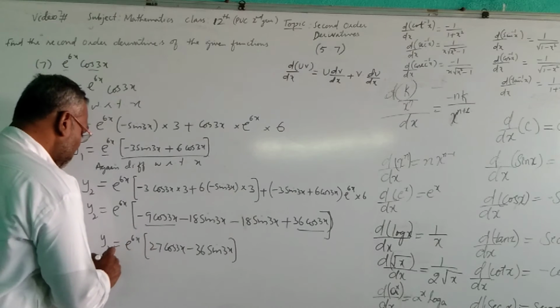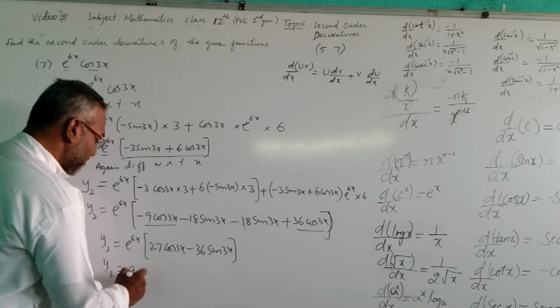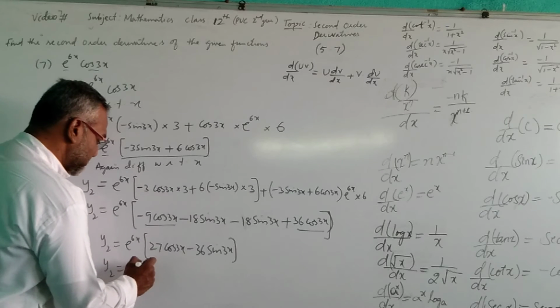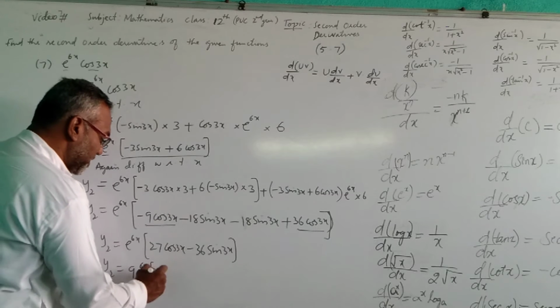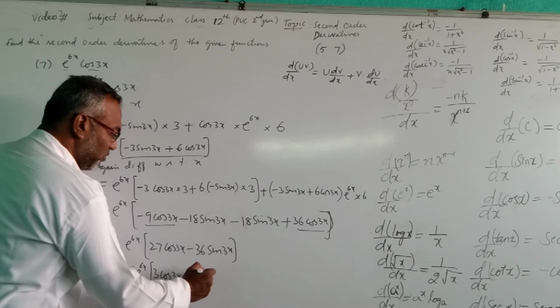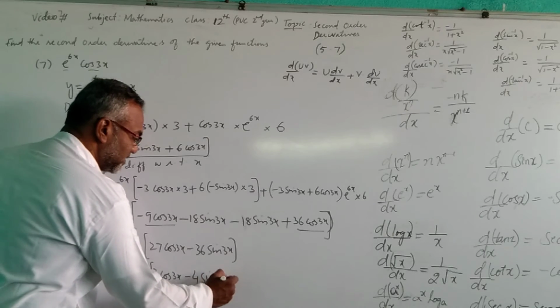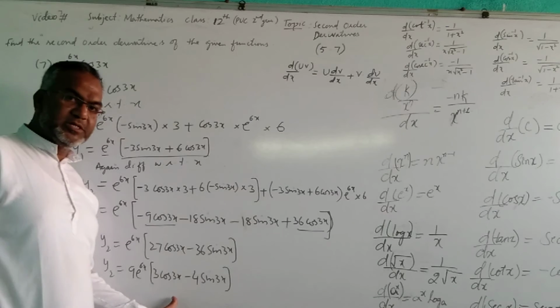Right? We can do one thing here. We can take 9 common here. If we take 9 common, 9 e to the power of 6x. From 27 and 36 we are taking 9 common, it will become 3 cos 3x minus 9 4s are 36, 4 sine 3x. This can be the most simplified answer.